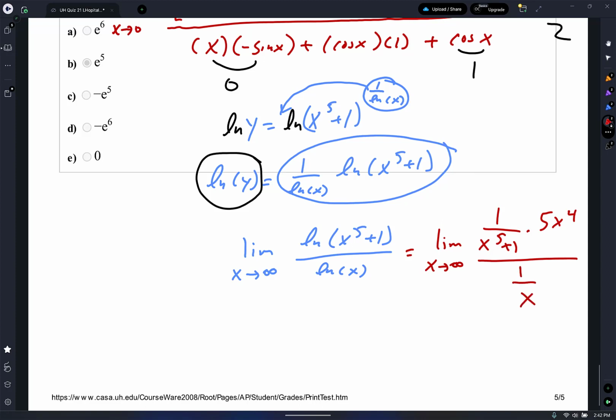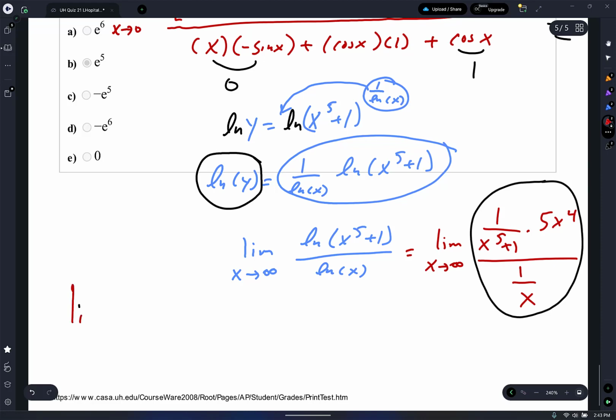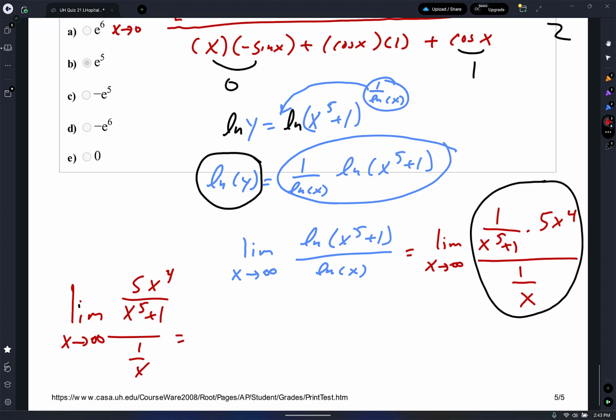Are we okay? I'm just focused on this here. Nothing crazy, right? Let me rewrite it. I have the limit as x approaches infinity of 5x to the 4th over x to the 5th plus 1, over 1 over x, which is the same thing as the limit as x approaches infinity of, keep, change, flip, 5x to the 5th over x to the 5th plus 1. Because you multiply by x. Keep, change, flip, the 1 over x is x over 1, and I didn't want to show that step.